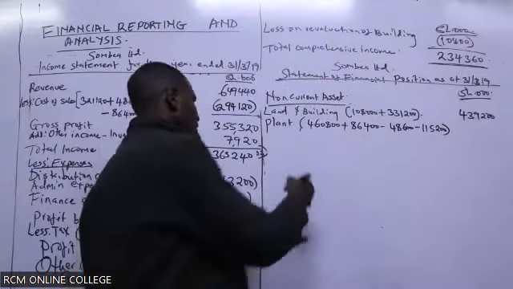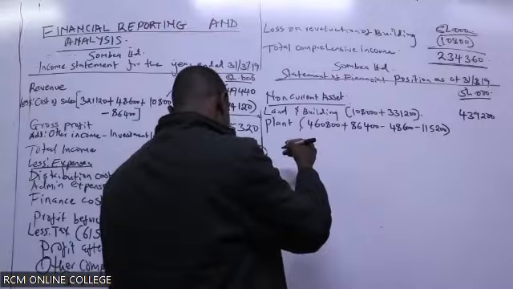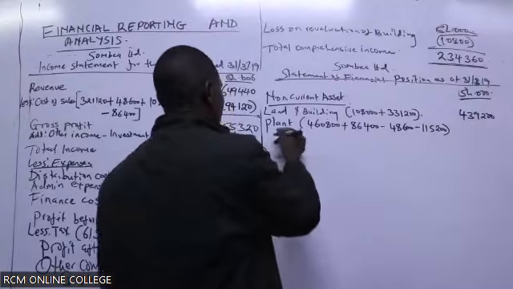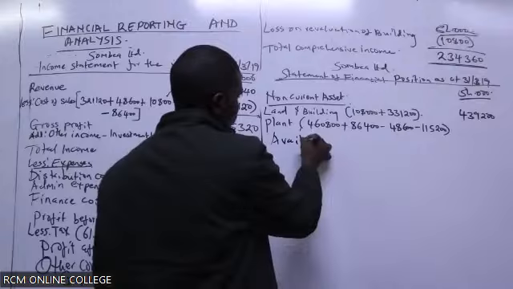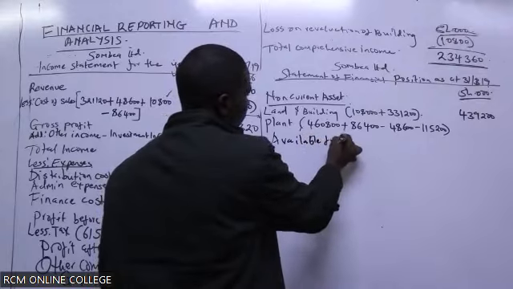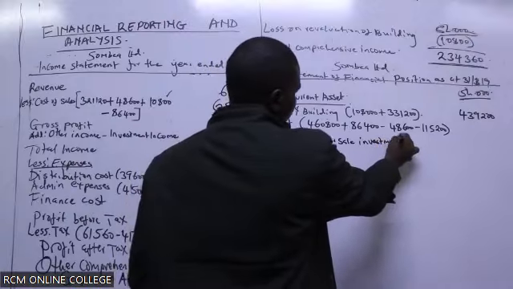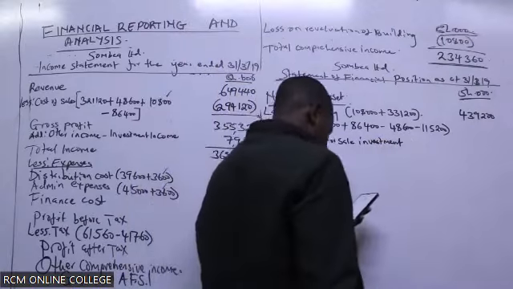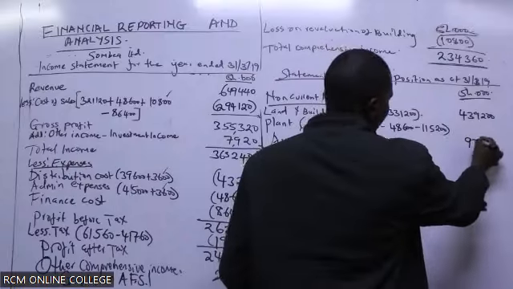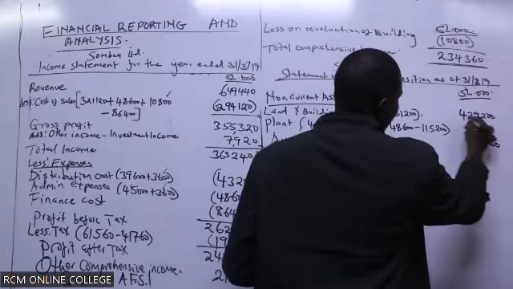Then we have investment available for sale. At the end ilikuwa na 97,560. So class, nipatie hiyo ya plant.